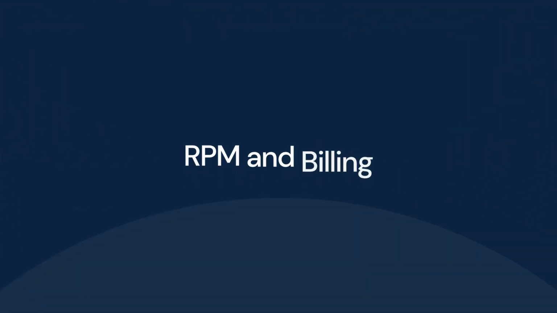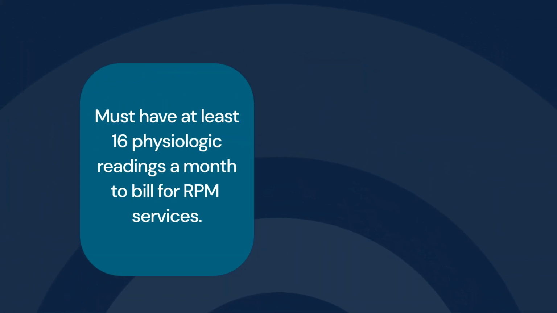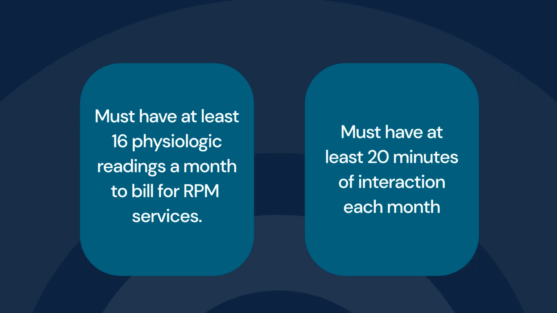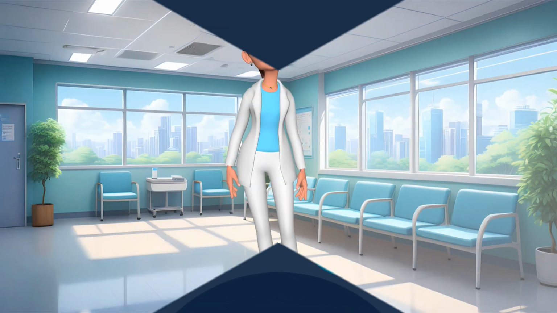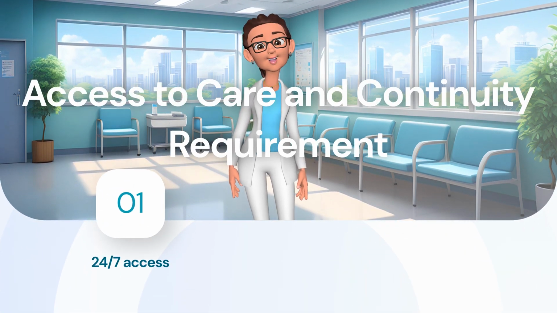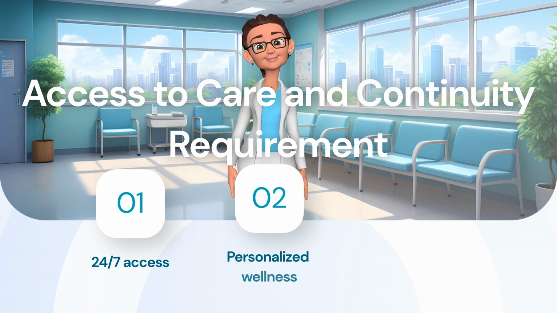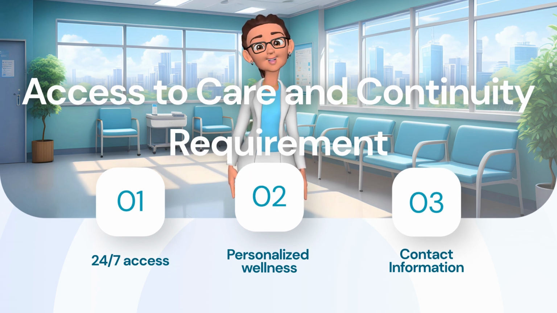When it comes to RPM and billing, we need to have at least 16 physiologic readings a month to bill for RPM services. We also must have at least 20 minutes of interaction with the patients each month. Be sure to provide patients with a way to contact a practitioner or clinical staff 24/7. Ensure continuity of care by scheduling appointments, and provide enhanced communication opportunities by utilizing telephones, secure messaging, internet, and the patient portal.